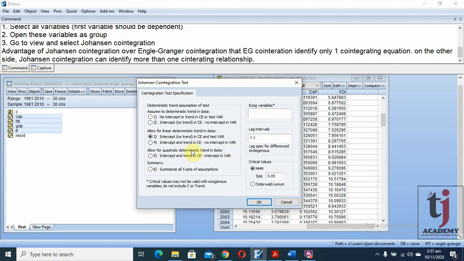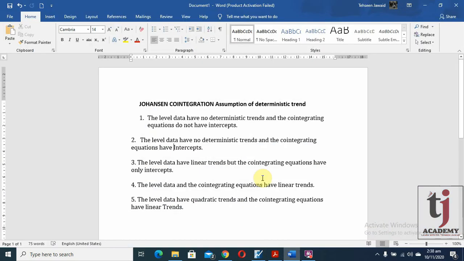Now we have to select two things here: one from these 5 options, and the lag length. Basically, what are the assumptions? How can we select these assumptions about deterministic trend? So here is the summary of the Johansen cointegration assumptions of deterministic trend. Now these are the options 1, 2, 3, 4, 5.